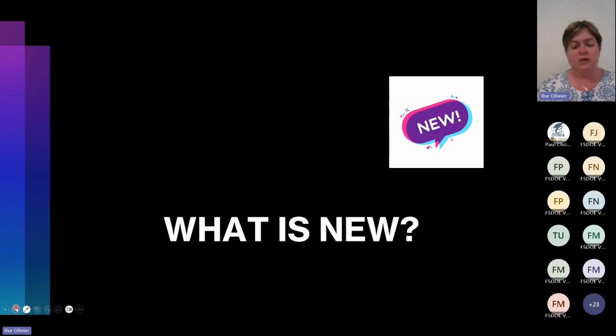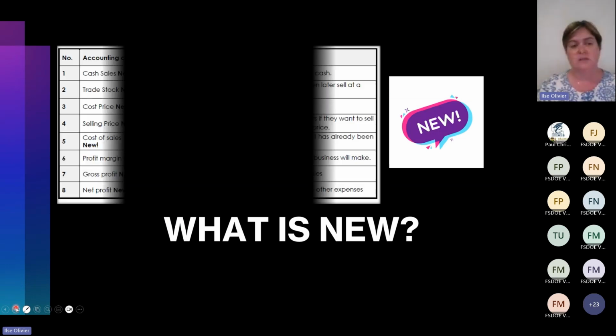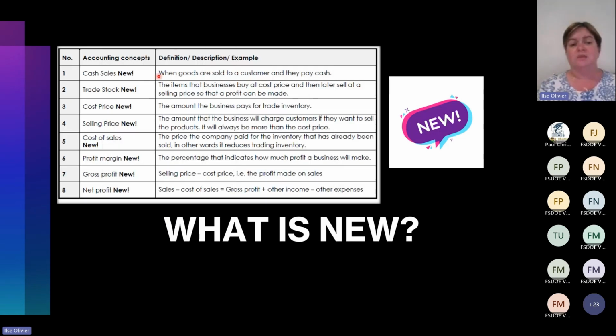Now, what is new if we look at a trading business? Last year, we looked at a service business. The first thing is you must remember that there are new concepts. The one is cash sales, which says when goods are sold to a customer and they pay cash. Then we have trading stock. That is the items that the business buys at cost price and then later sells at a selling price so that profit can be made. Then we have a cost price. That is the amount the business paid for the trading stock. Then we have the selling price. That is the amount that the business will charge customers if they want to sell the product. It will always be more than the cost price.